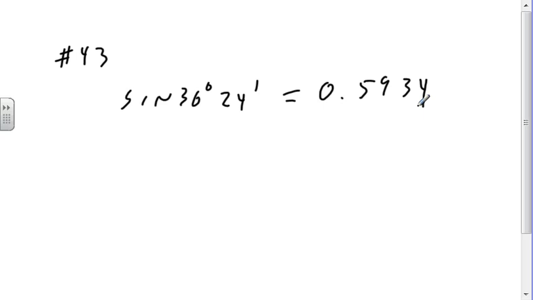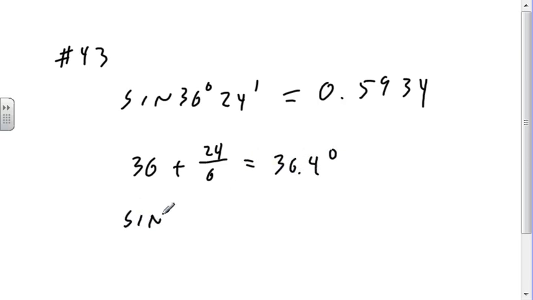Now, if I didn't remember that I had that on my calculator, then what would I do? Well, I'd say, this is 36 plus 24 over 60. 36 plus 24 divided by 60 is 36.4 degrees. And then I'd enter the sine of 36.4 degrees. Sine 36.4, and I get 0.5934, the same answer. But my calculator will handle degrees, minutes, and seconds for me, so why not let it do it? That would be my position on the situation.